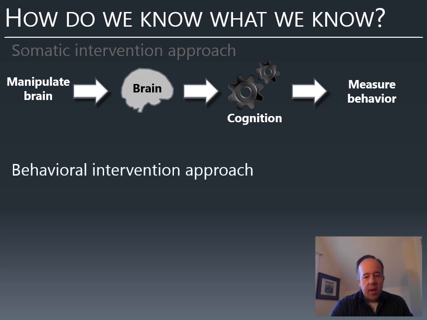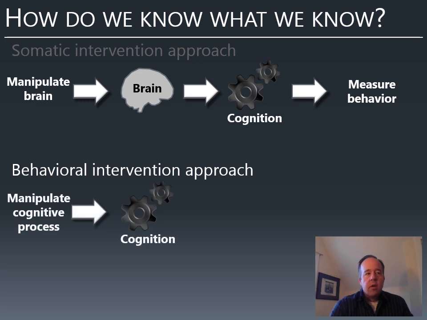The alternative is the behavioral intervention approach. So we manipulate some cognitive process. Maybe the person learned something they didn't know before. Maybe they learned to navigate a maze or some other new space. Maybe we have them do math problems. We change something about what they're doing or what they know, some cognitive process, and then we measure the brain.